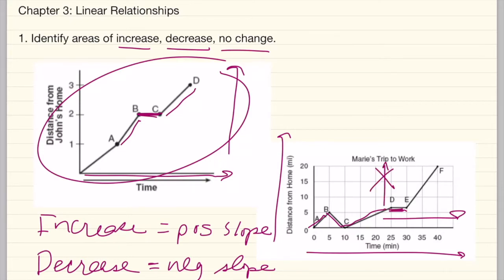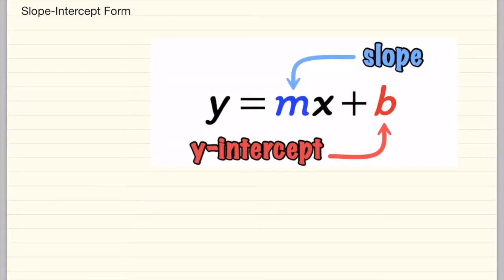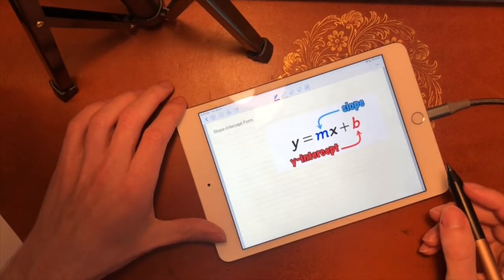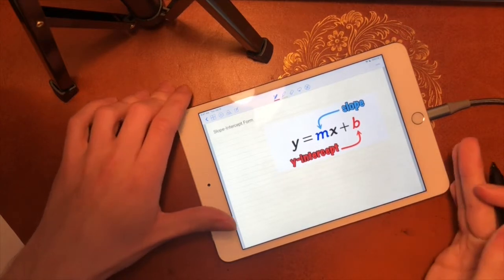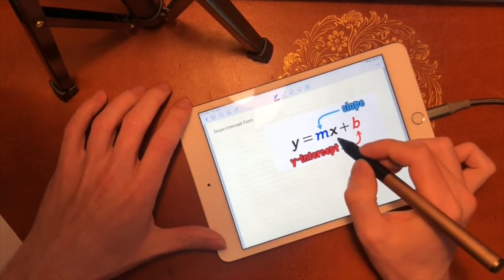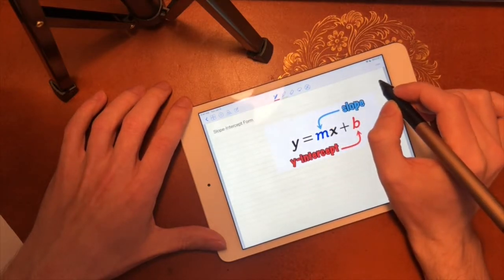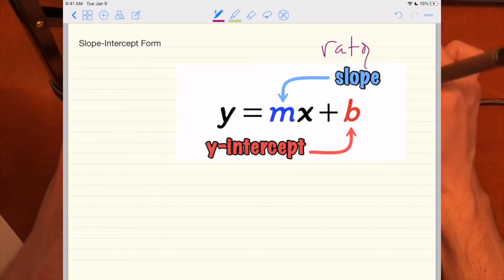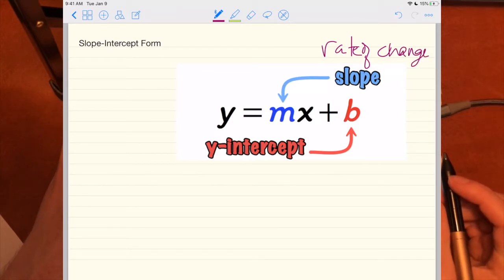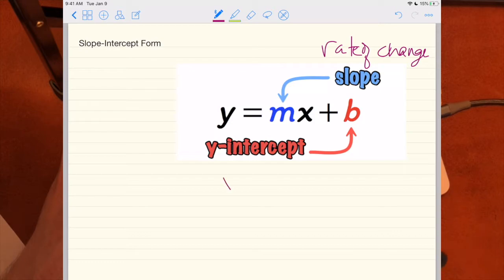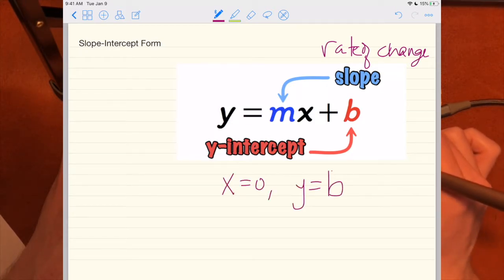All right, let's continue on. So slope-intercept form we use to represent the relationship between x and y when we have a linear situation. So what we just saw on the previous page is a linear situation, and when we have a slope, that's going to be known also as our rate of change. And our y-intercept tells us that when x is 0, y is equal to this number b.